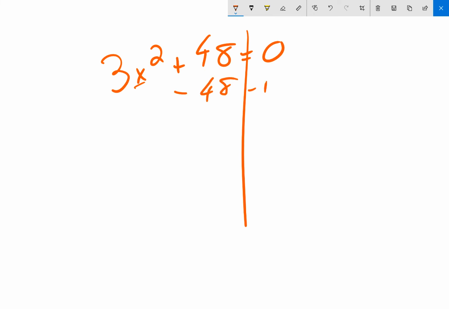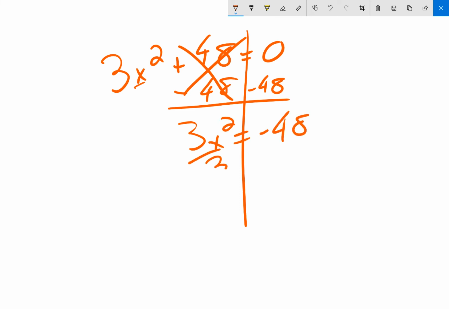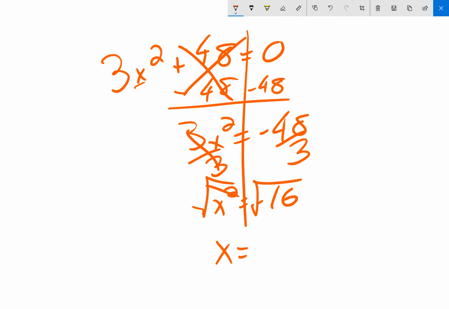So I'm going to subtract 48 on both sides. That's going to leave me 3x squared equal to -48. Then I'll divide by 3. And that leaves me x squared equal to -16. And then to get rid of the squared, I'll square root it. So that gets rid of the squared, leaves me with x equal to the square root of -16.